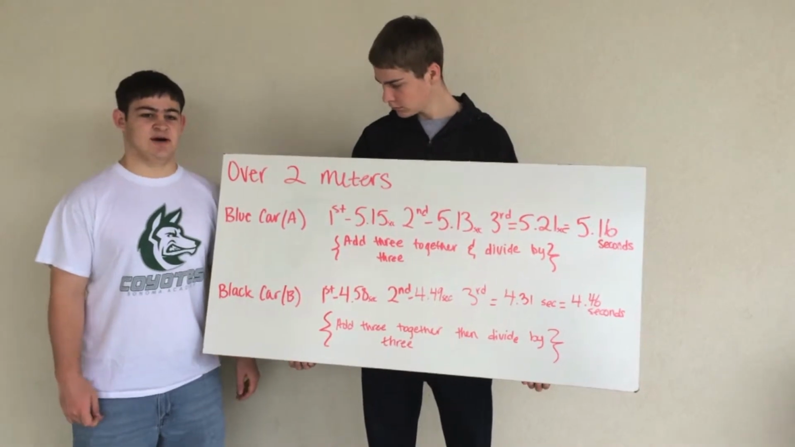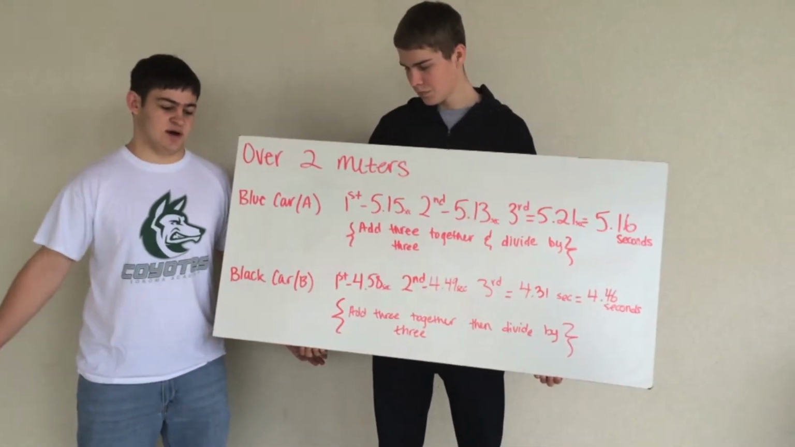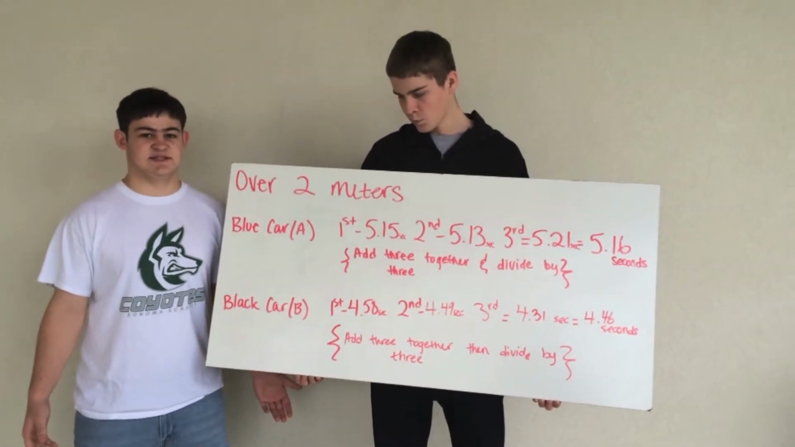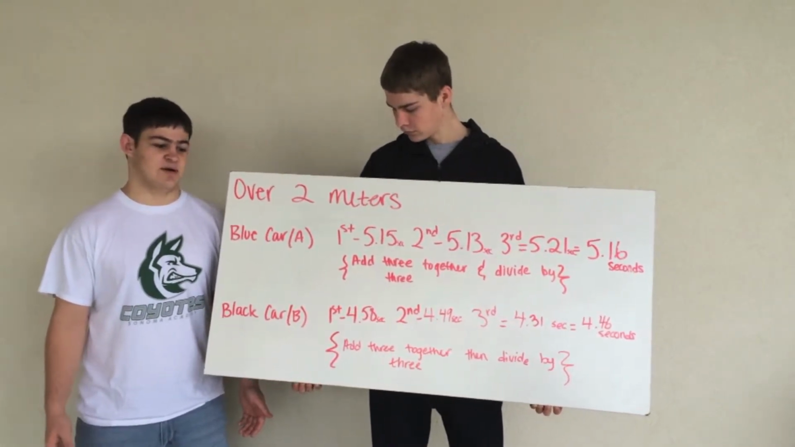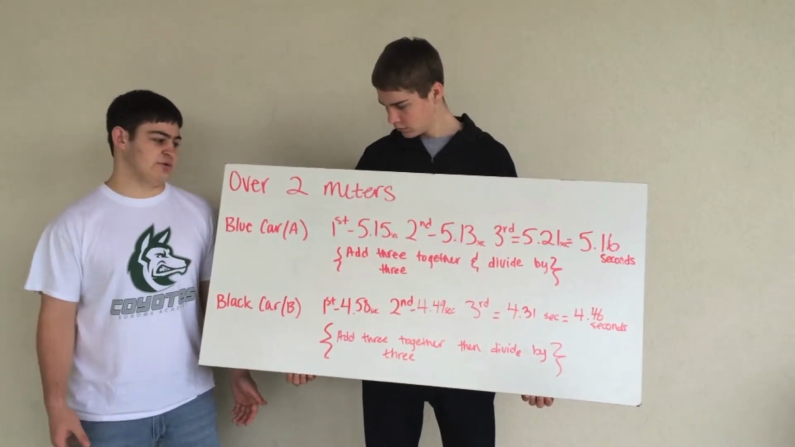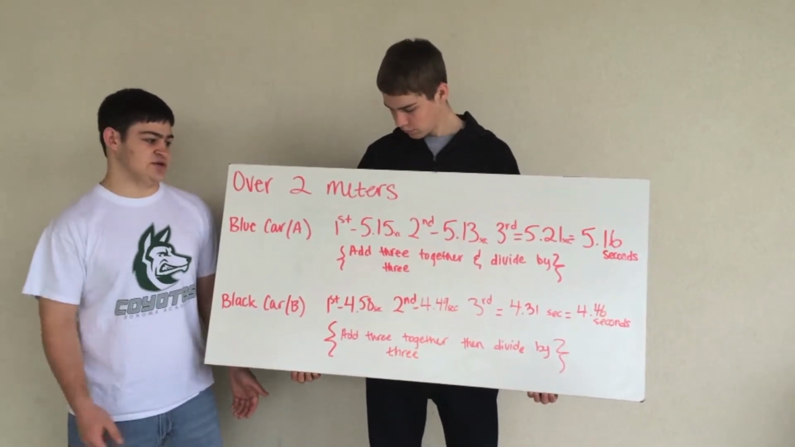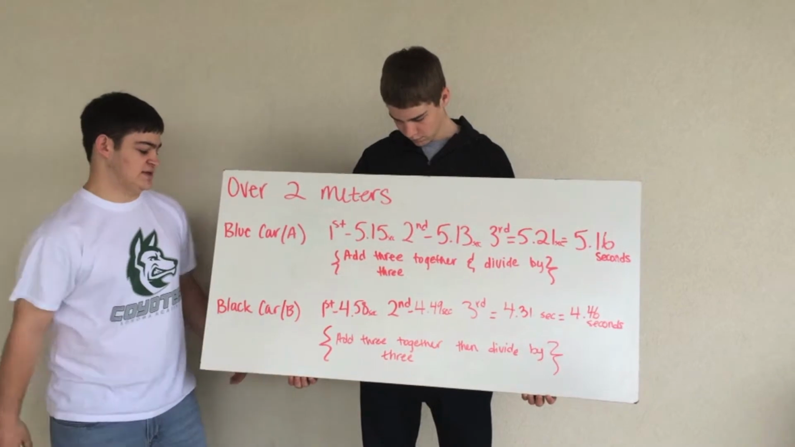So when we were calculating how long it took for the cars to travel across our total distance, we had some inconsistencies due to the fact that the cars would turn and occasionally hit the wall, causing friction and slowing them down. The way we tried to counter this is we took 3 runs of the cars and then we averaged them. So you just add up all 3 times, divide by 3, and that's how you have your times.